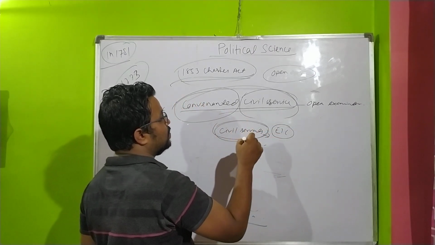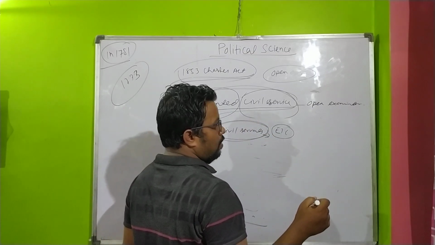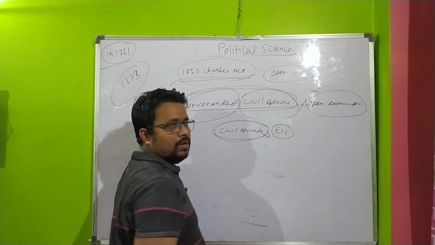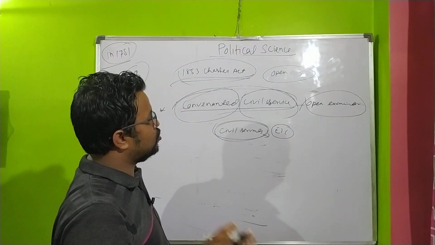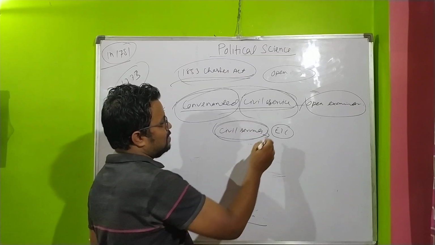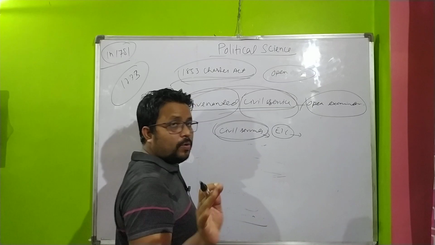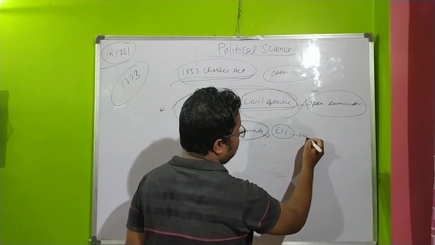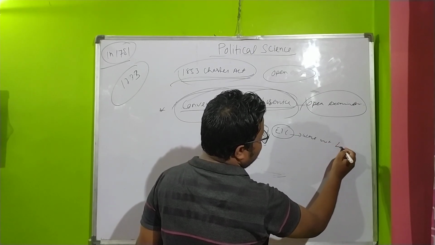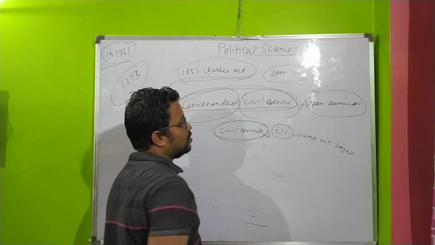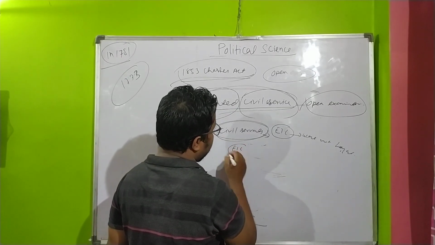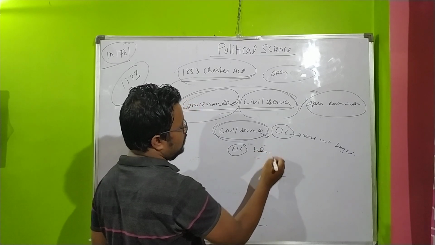Why are they not loyal? Because these civil servants become civil servants after passing the examination. So they were not taking sponsorship from the Court of Directors, because of which the ICS officers were not loyal to the East India Company. Since they were not loyal, it became very difficult for the East India Company to survive in India.